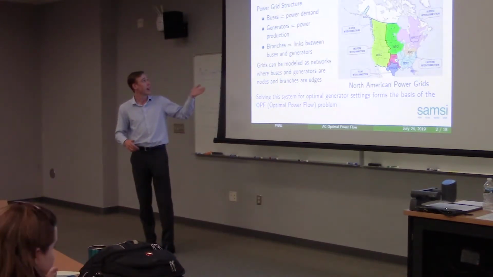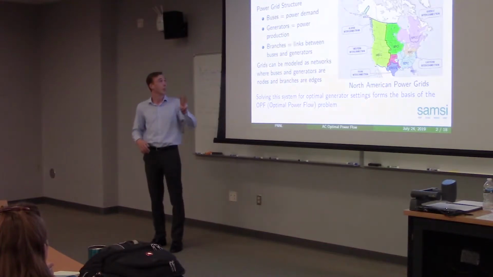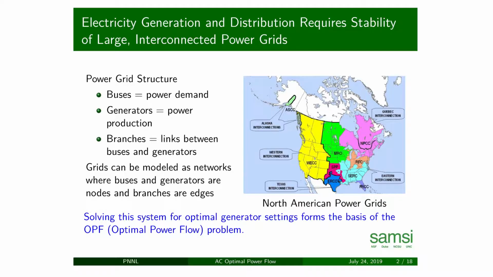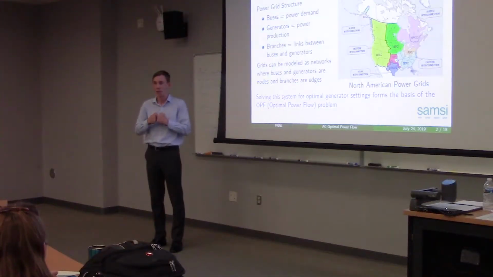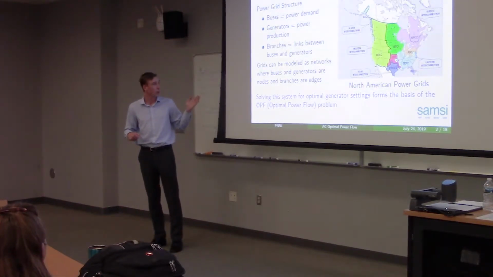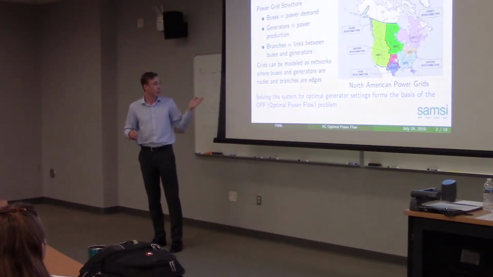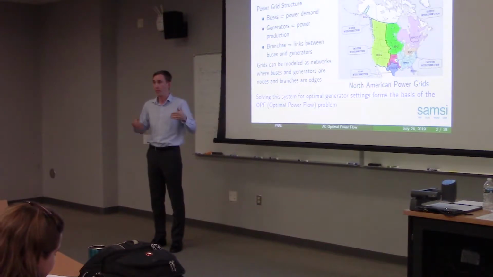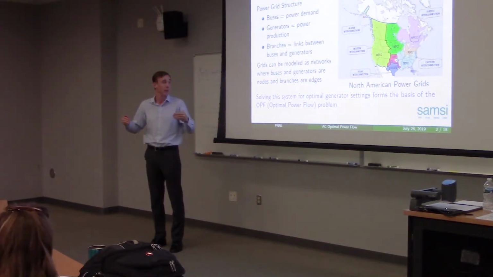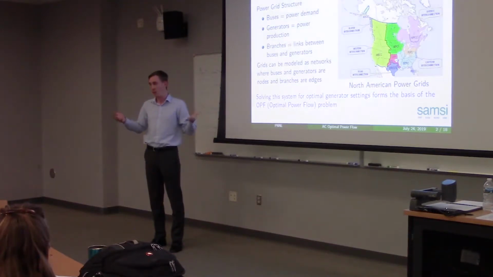And the way we simplify this is you can break the power grid up into 3 main components: buses, which is just anything that has a power demand, like your houses, your factories, but also your wires, because they have resistance, which expends power as electricity goes through them. You have your generators, which is anything adding power to the system, like your solar farms and your power plants. And then you have branches, which is just any place where these generators and buses link together. We model these as a network where buses and generators are nodes and branches are edges. And solving this system for the optimal generator settings that meet power demands and minimize operation costs forms the basis of OPF, or optimal power flow.